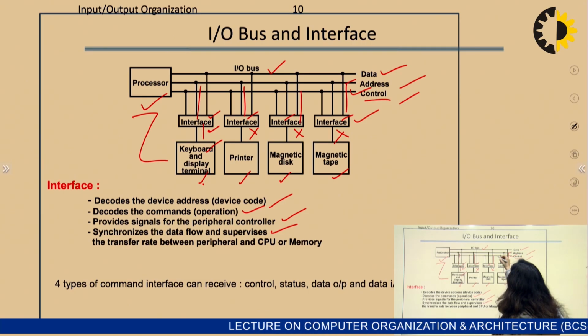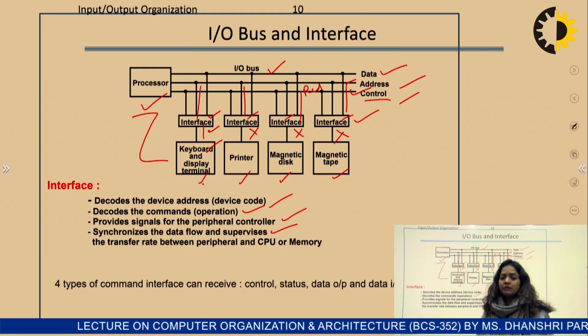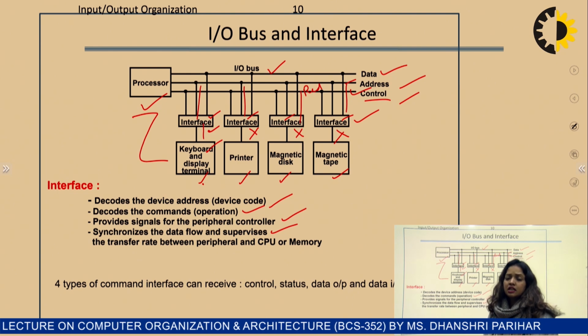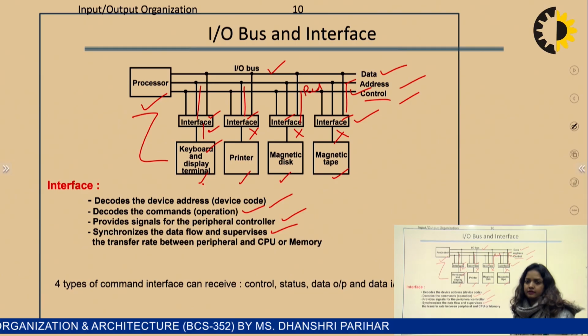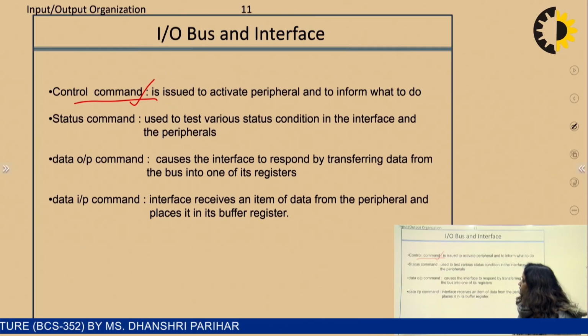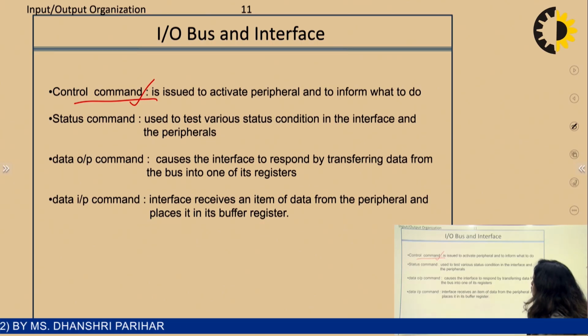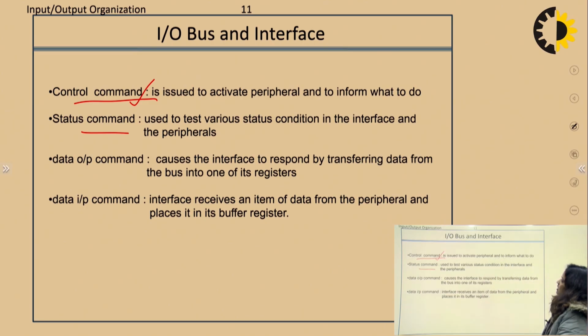Now, what is the role of this control signal? It is used to read data, write data, memory read, memory write, bus grant, bus request. All these signals are our control signals, which are processed on our control lines. So that is a control command. Next is our status command. What is its role? It is used to check the status of an interface.